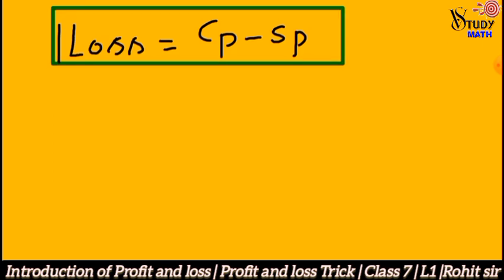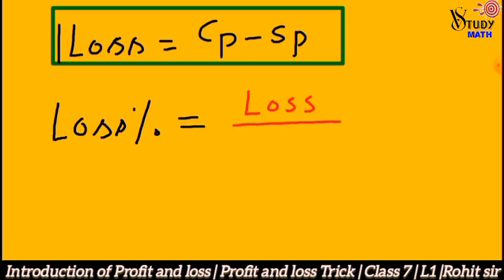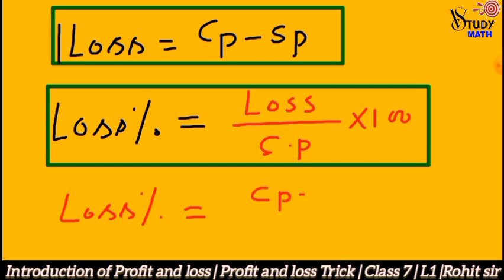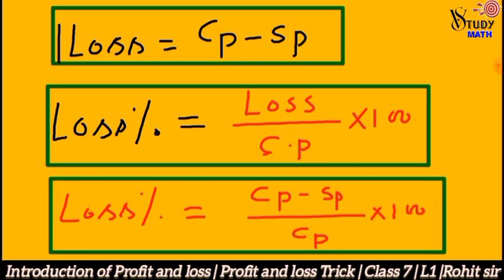Now the next formula is loss percent. If you have to find the loss percent, then the formula is loss upon CP into 100. This is the formula of loss percent. And one more form of loss percent formula. The second form of this formula is that CP minus SP upon CP into 100 is also the formula of loss percent. Just write down these formulas in your note copy.